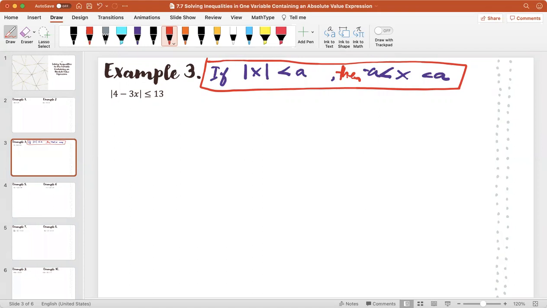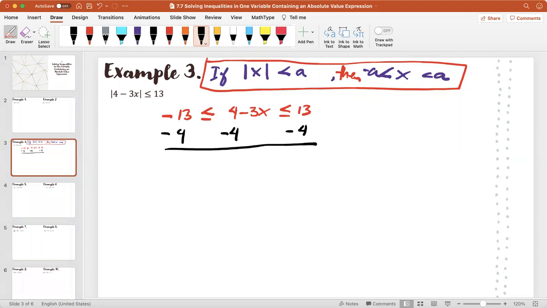We see that the absolute value expression is isolated on the left side, so we can apply the property immediately. Therefore, we have negative 13 less than or equal to 4 minus 3x less than or equal to 13. Or we can say that 4 minus 3x is in between negative 13 and 13. Let's isolate x by getting rid of 4 first. So we subtract all members by 4.